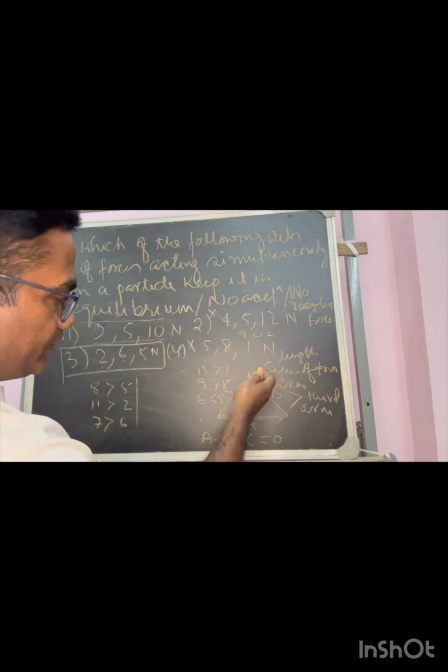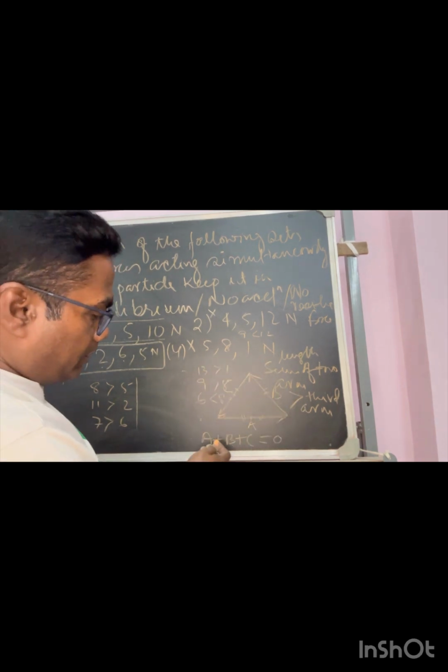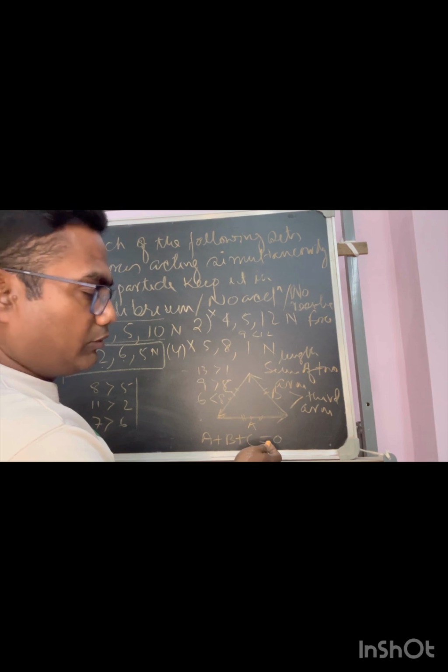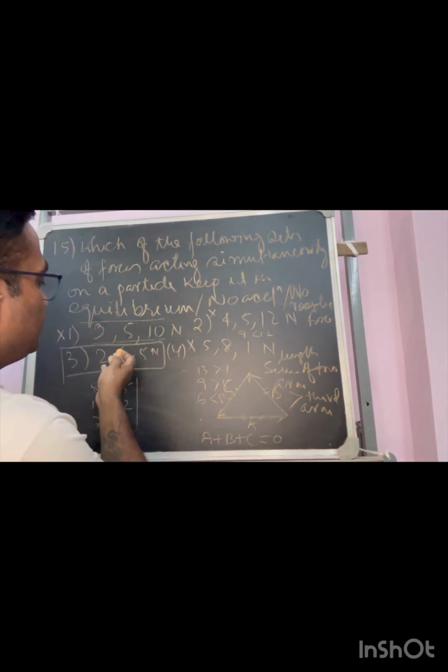That means if the forces are represented by the three arms of a triangle, then definitely they will be in equilibrium, and if they follow the triangular geometry, then they have to follow this rule: any two sides added would be more than the third side. So your answer will be the third one.